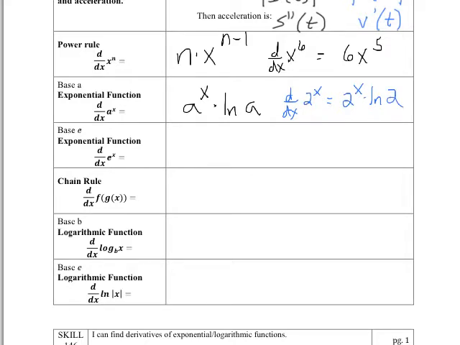If our base is e, we can use the same rule, and we just find that we have e to the x times ln of e, and we all know that ln of e is 1, so the derivative of e to the x is e to the x.